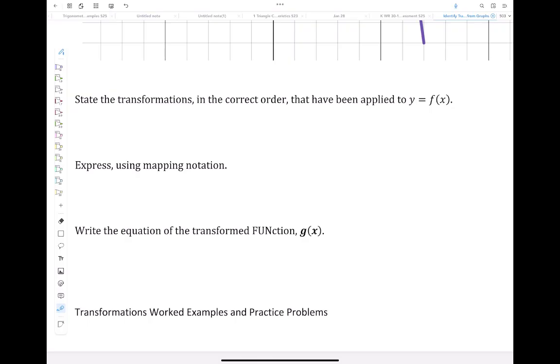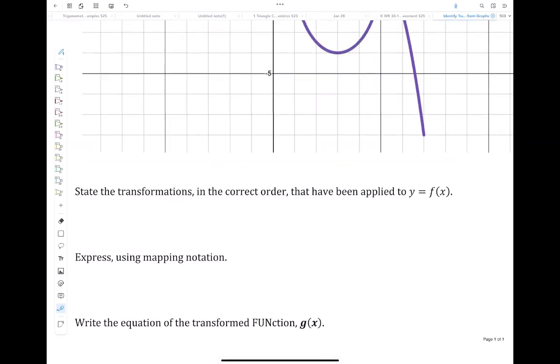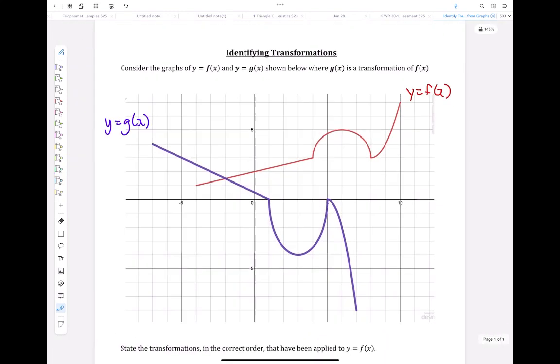Now, for me, I can't do one without the other. In other words, I can't tell you the transformations that have been applied without using mapping notation. So really, you're going to see I approach these using the two of them together. All right, so we're going to go from red to purple is the key here.